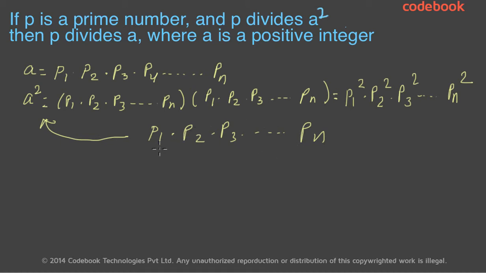Which means p must also be a part of the prime factors in the first statement, which is a equal to p1 times p2 times p3 times p4, so on to pn. So p is one among these prime factors, which means p divides a, because a prime factor should divide that number with remainder 0. So p divides a. In this way, we are able to prove that if p is a prime number and p divides a square, then p also divides a, where a is a positive integer.